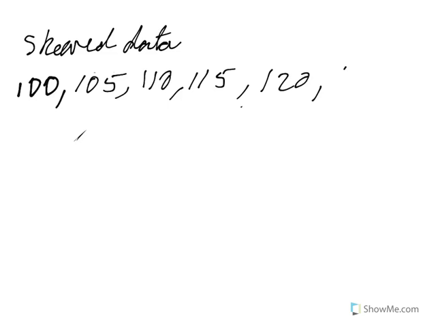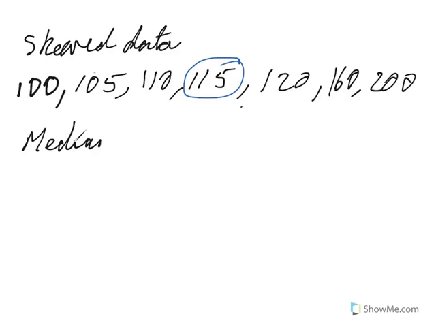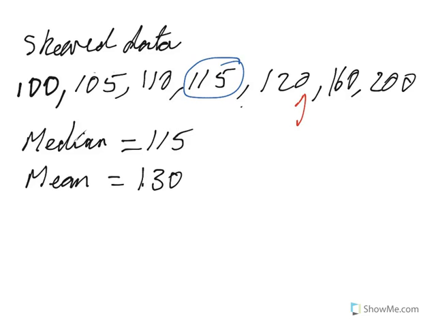120, 160, and 200. Alright, so if we have a look at these and we count these up, we see there's 7 and 115 is the middle one. So that's our median, 115. Now our mean, when we add those 7 numbers up, divide by 7, you get, if I've done my calculations correctly, 130. So 130 is in here.